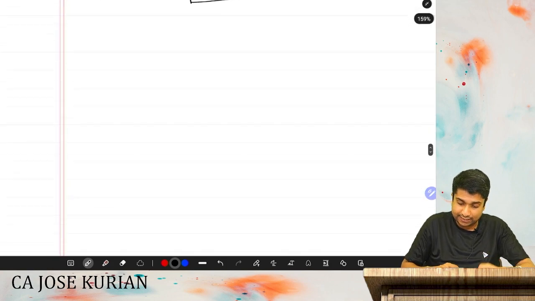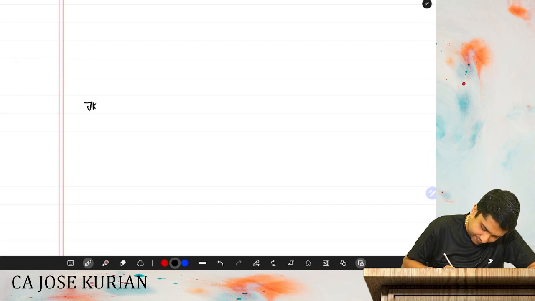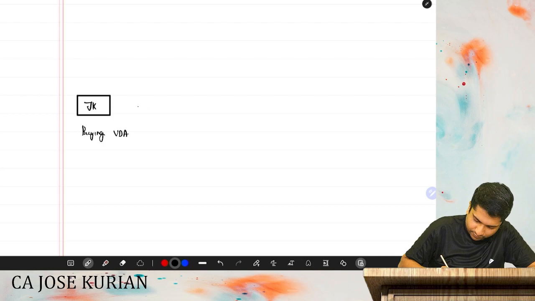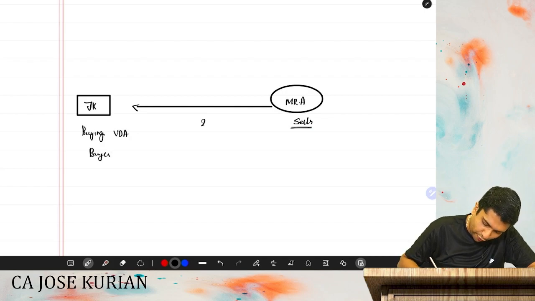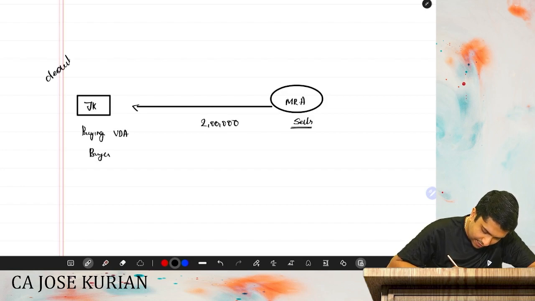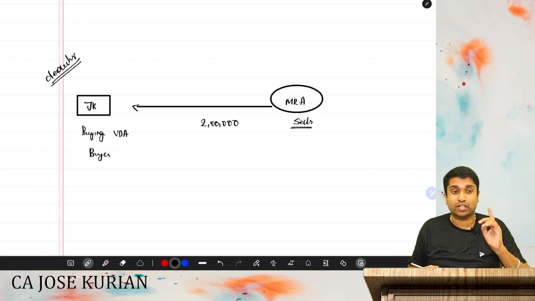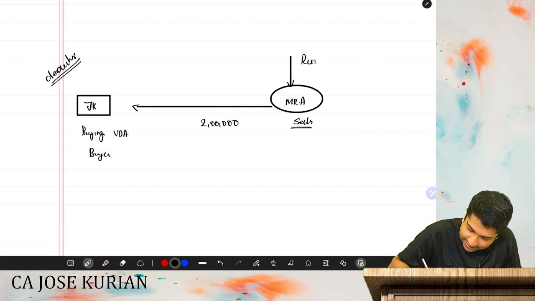Say friends, listen. Say for example, Mr. JK, I'm buying a virtual digital asset from Mr. A. So Mr. A is the seller and I am the buyer. And the value of the virtual digital asset which I'm buying is rupees 2 lakh. Then I will be the deductor. I am supposed to deduct TDS on this virtual digital asset provided this Mr. A is a resident in India.